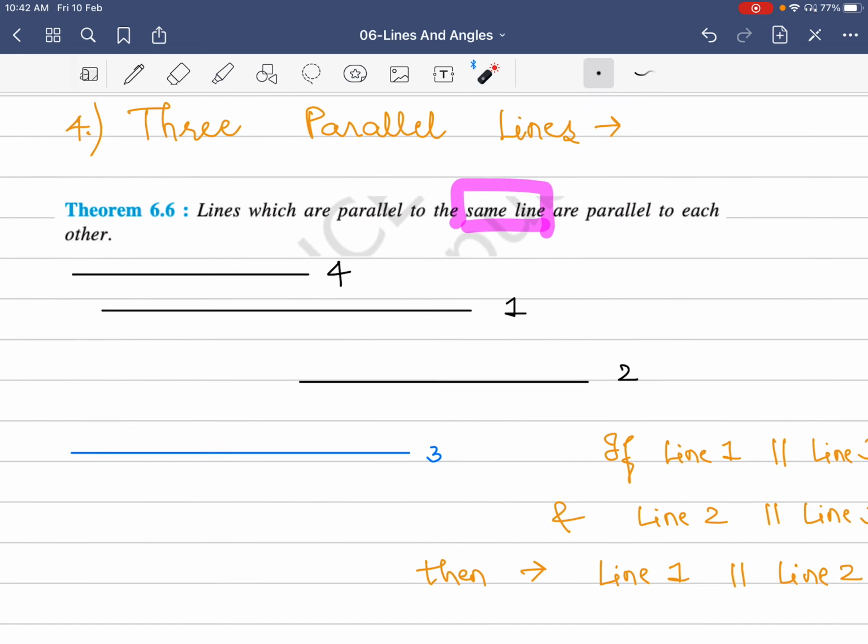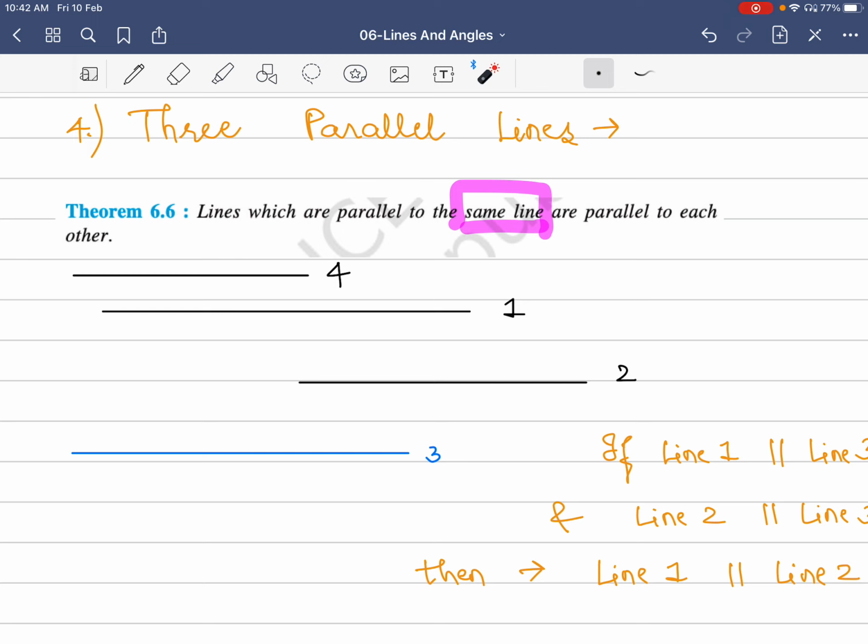So this is an important property with respect to parallel lines, again, which we'll be using to prove that any two random lines given in a condition or in any exercise are parallel to each other.